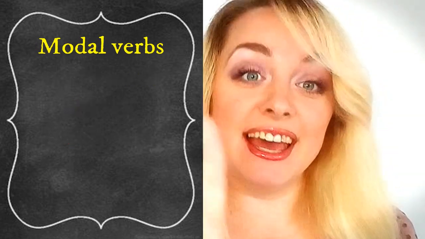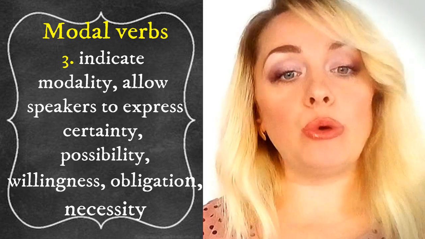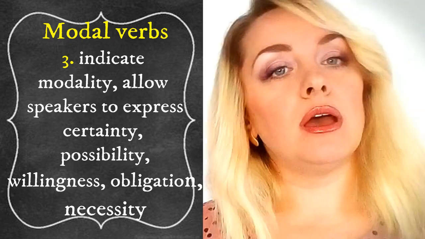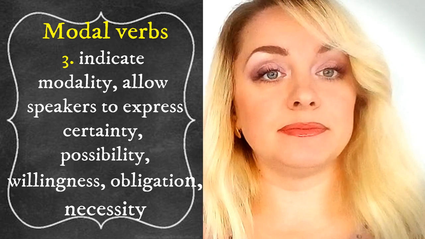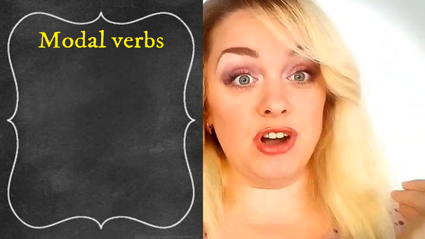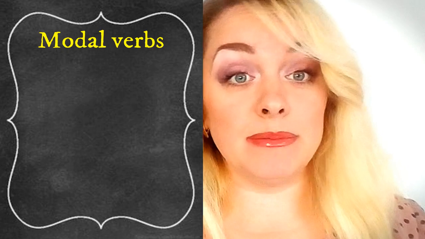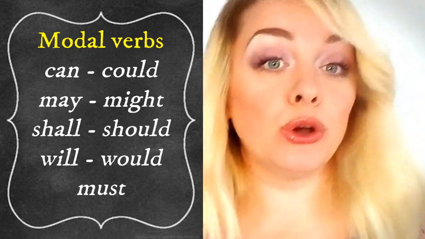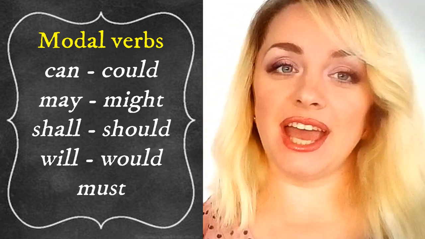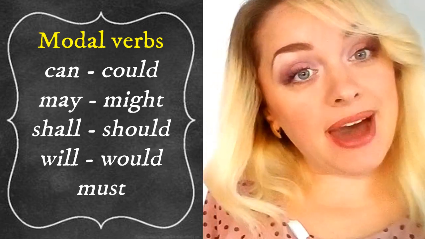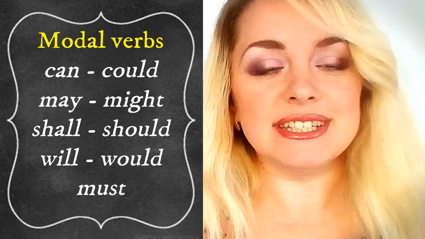The third thing is modals are used to indicate modality, allowing speakers to express certainty, possibility, willingness, obligation, and necessity. So, let's come closer to those modal verbs. Here you can see the list of modal verbs. I think it is much easier to remember them in pairs, like can, could, may, might, shall, should, will, would. And we have only one modal verb, must. It doesn't have a pair. It's lonely.